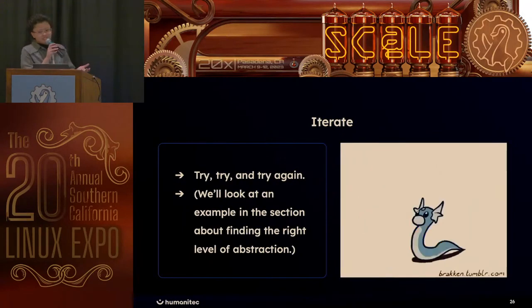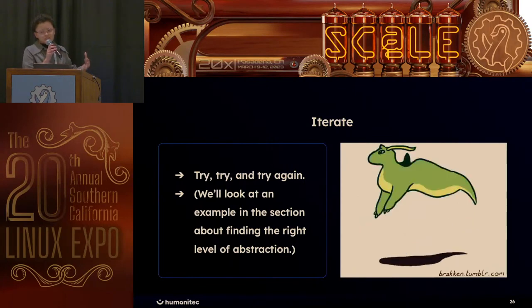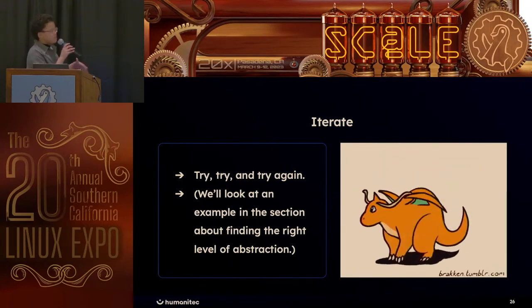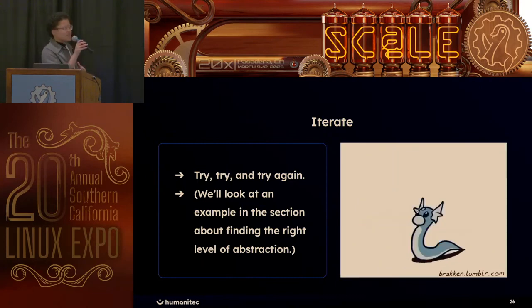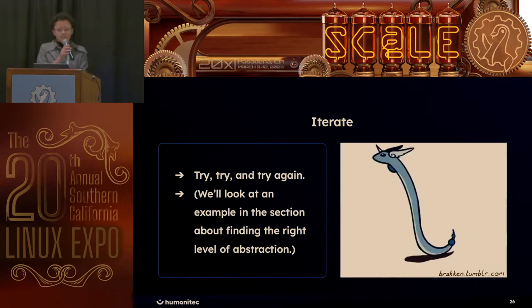Then the next part is just iterate. Try again. You'll find that there are tons of areas where your platform can improve. For the sake of time, I'm going to have the example be in the section about finding the right level of abstraction, but there we'll see how one organization, Nesto, used the user feedback that they received to change their platform for the better.